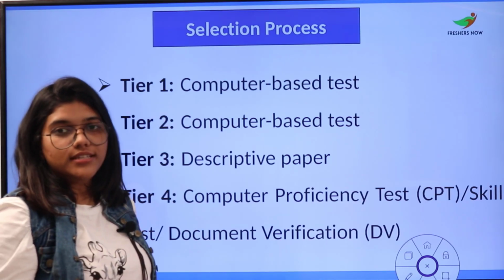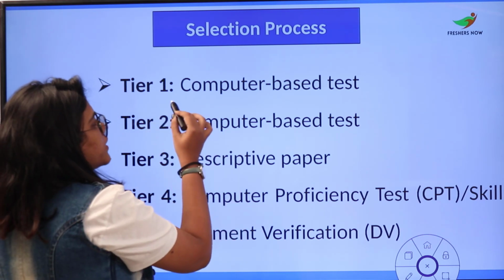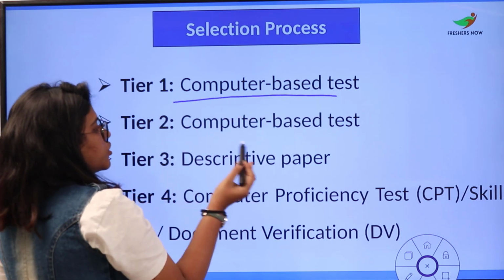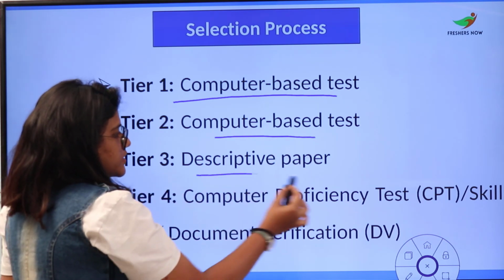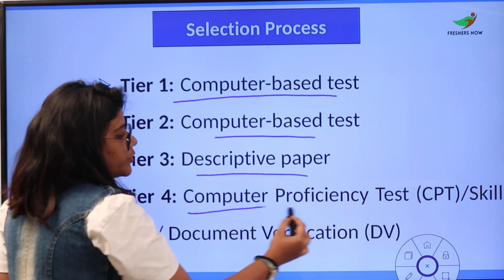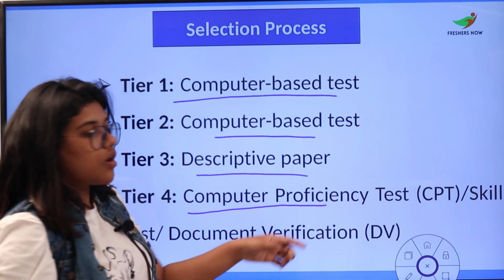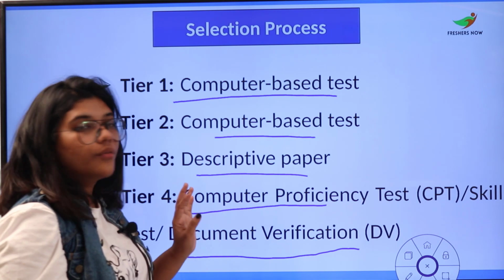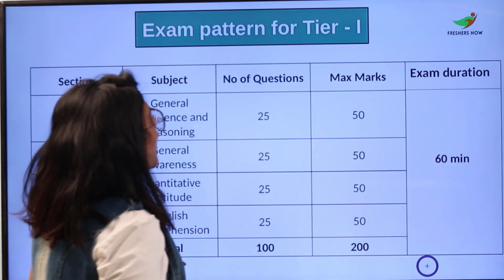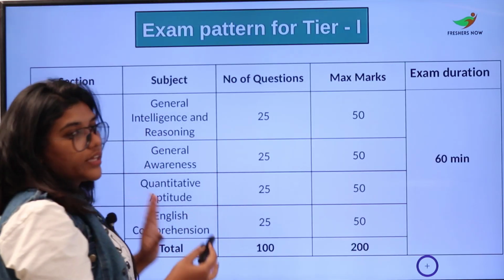The selection process is as follows. For tier 1, it is a computer based test. Tier 2, again you will be taking a computer based test. For tier 3, it is a descriptive paper. Tier 4, a computer proficiency test, which is also called CPT, or skill test, and document verification, which is also called DV. And this is the exam pattern for tier 1.